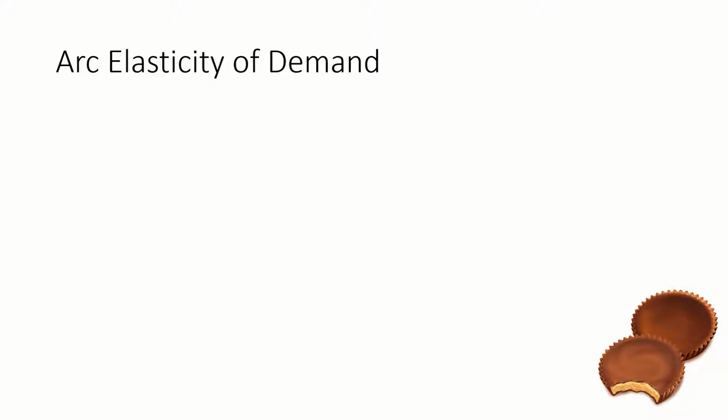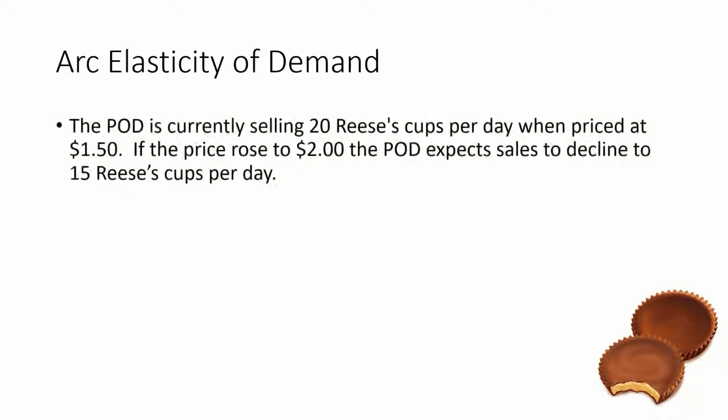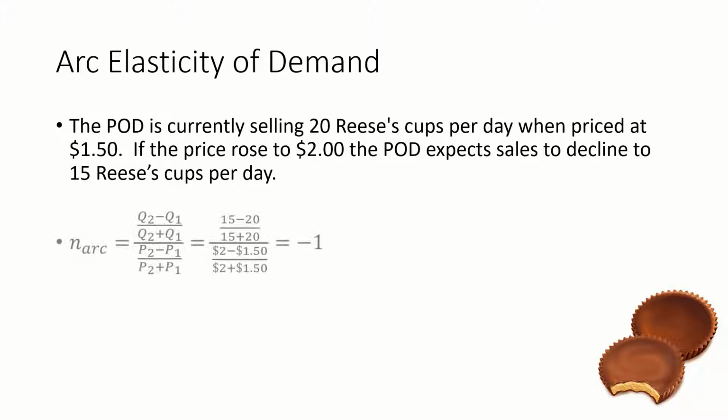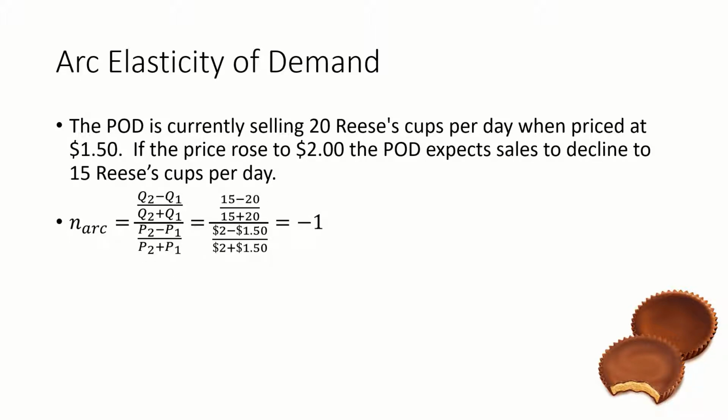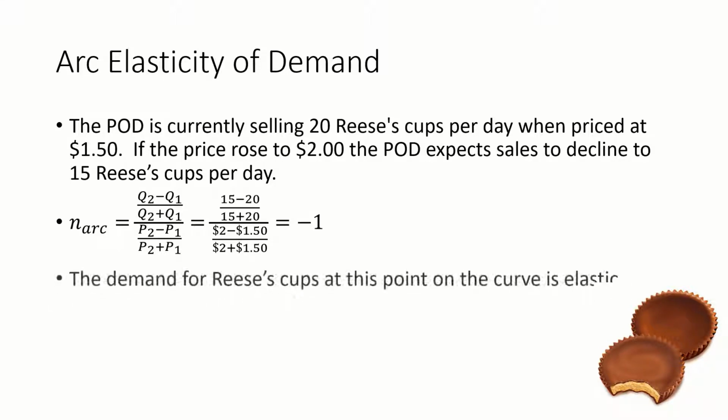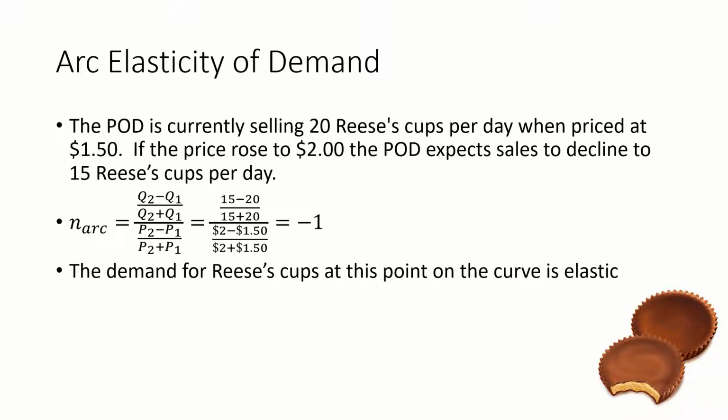To measure the arc elasticity, we will use the same scenario as before, but this time we will use the arc formula. Once again, Q1 is 20, Q2 is 15, P1 is $1.50, and P2 is $2. When we plug in the numbers to the formula, we get an arc elasticity of -1. Although this number is not the same as the elasticity we got using the point formula, the demand is still elastic.